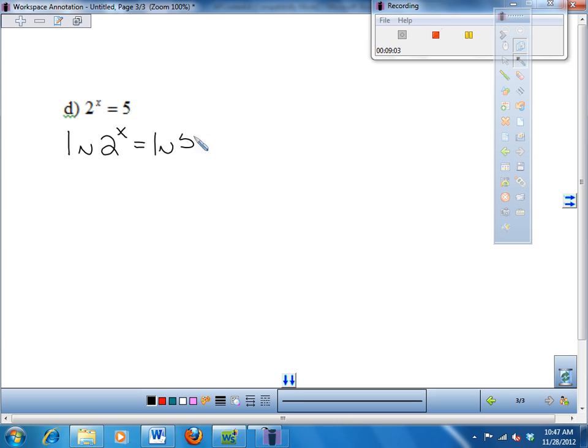Is the only reason you're doing that because it's less letters to write? Yes, the only reason I'm doing that is because it's less letters to write. Then I'm going to bring my x in front, which you're allowed to do. So I get x natural log of 2 equals natural log of 5. That gives me x equals natural log of 5 divided by natural log of 2. If you want a decimal answer, you can plug that into your calculator, but that's good enough. If they say leave your answer in terms of a logarithm, that's what they mean.